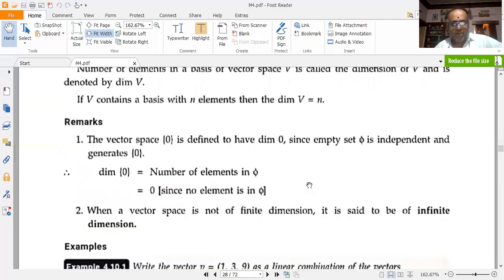And two important notes we must remember. The vector space 0 is defined to have dimension 0, since the empty set phi is independent and generates 0. So the dimension of 0 is equal to the number of elements in phi, which is equal to 0, because there are no elements in phi. And when a vector space is not of finite dimension, then it is said to be of infinite dimension.